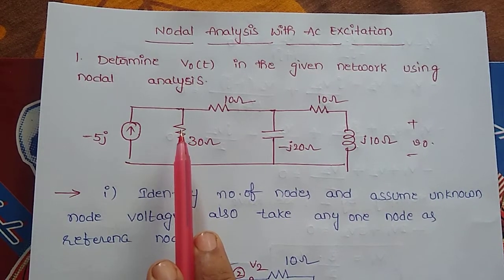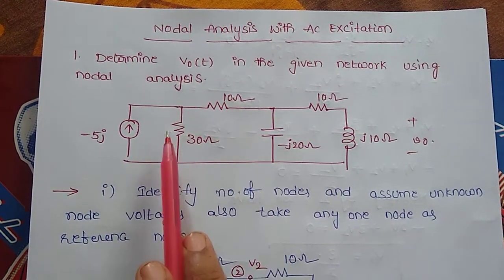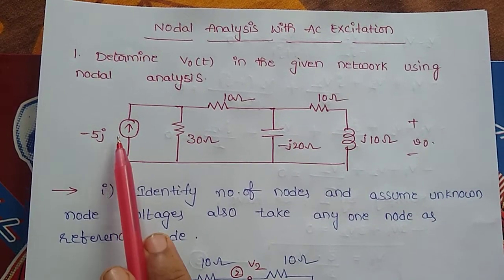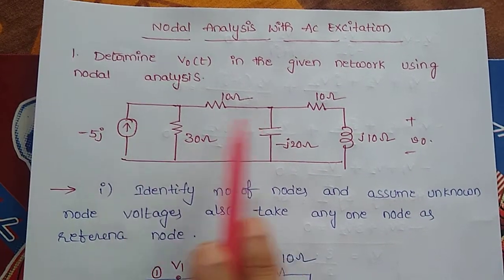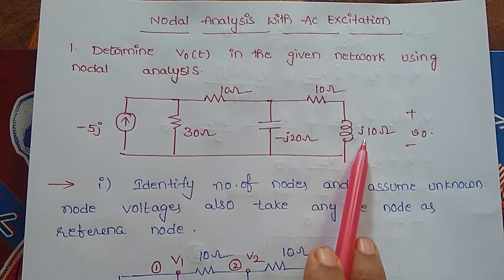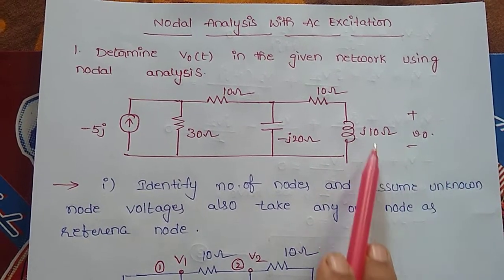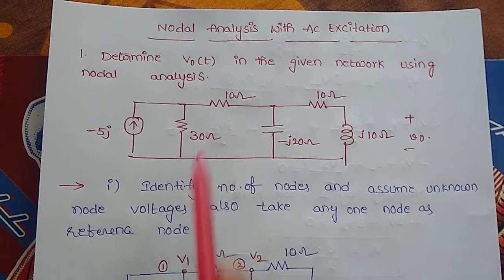This is an AC network. It contains all types of elements like resistors, capacitors and inductors, and it has an AC current source. Here this is the voltage across the inductive element. This voltage we need to find using the node voltage method.